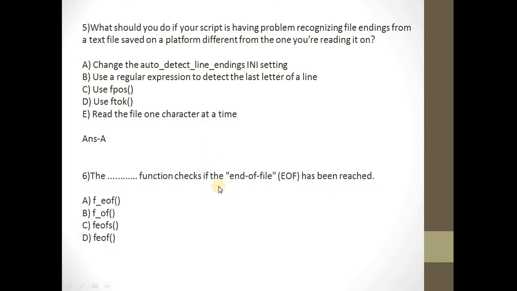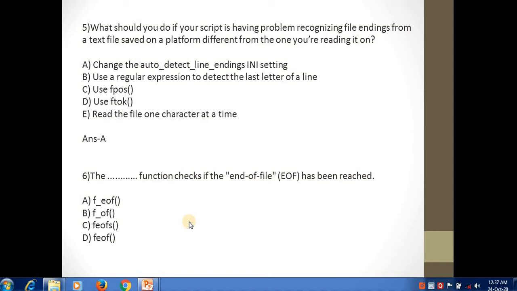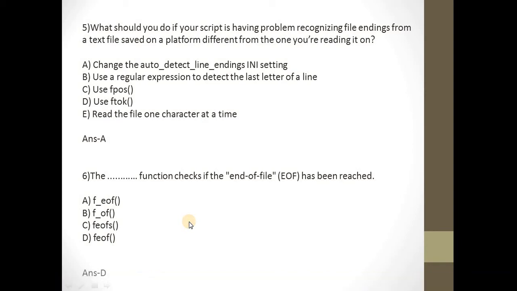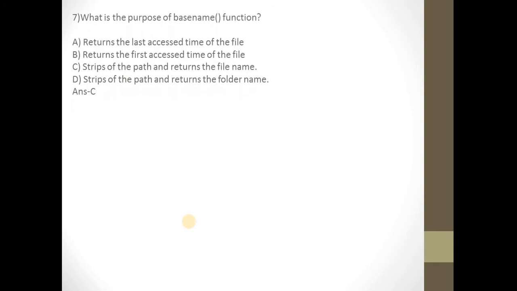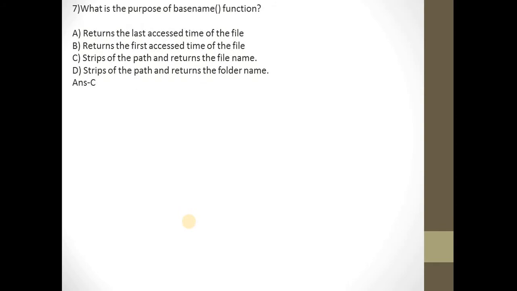Sixth question. The dash function checks if the end of the file has been reached. Answer is D. feof. This function checks the end of the file. What is the purpose of the basename function? Answer is C. It strips off the path and returns the file name.